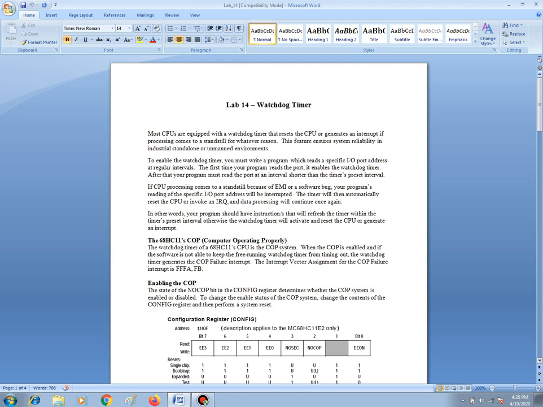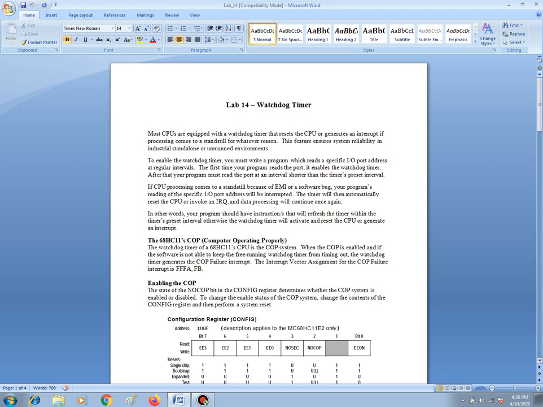Welcome to the Watchdog Timer. Most CPUs are equipped with a Watchdog Timer that resets the CPU or generates an interrupt if processing comes to a standstill for whatever reason. This feature ensures system reliability in industrial, standalone, or unmanned environments.